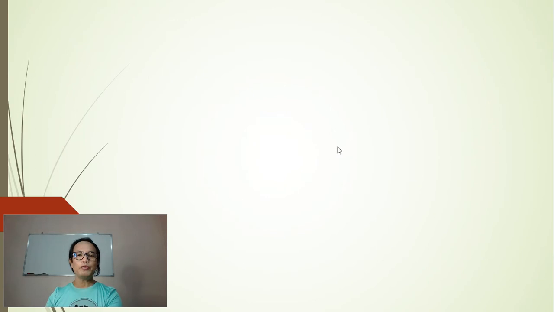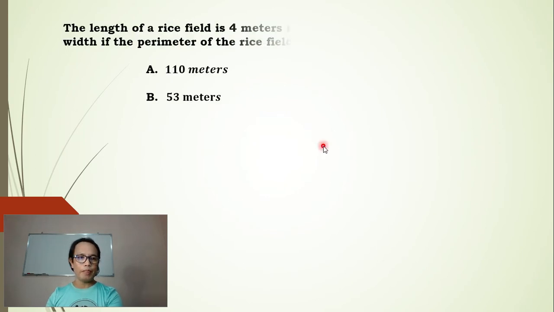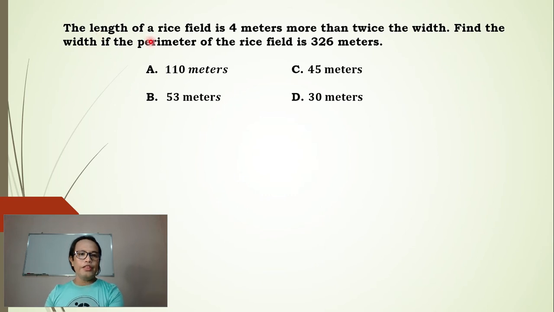Now let us proceed to our next example. The length of a rice field is 4 meters more than twice the width. Find the width if the perimeter of the rice field is 326 meters. A. 110 meters. B. 53 meters. C. 45 meters. D. 30 meters.